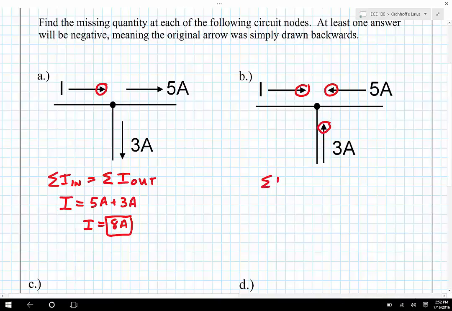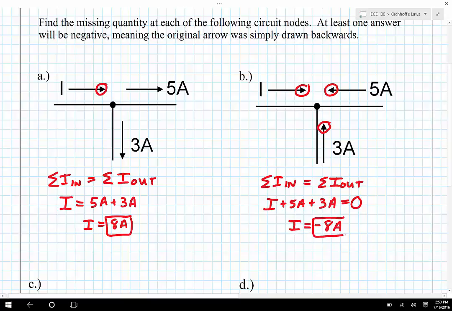So the sum of the currents entering the node is equal to the sum of the currents leaving the node. In this case, the sum of the currents entering the node is all three of the currents. So I have I plus 5 amps plus 3 amps, and it's equal to the sum of the currents leaving the node, but there are no currents leaving the node, therefore this is just equal to 0. And if I solve that equation, I end up with I equal to negative 8 amps.